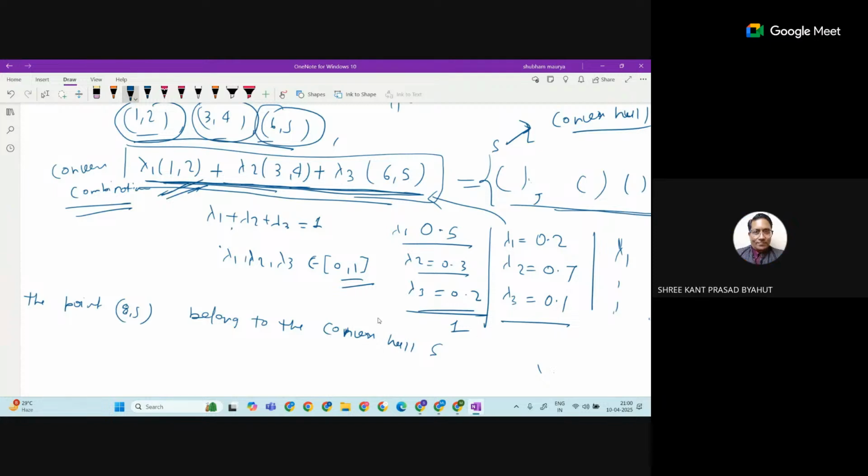We just have to check it, right? Yes, you have to check it. We have to multiply lambda 1, lambda 2, lambda 3 with the points. Let's check and verify whether this belongs or not.